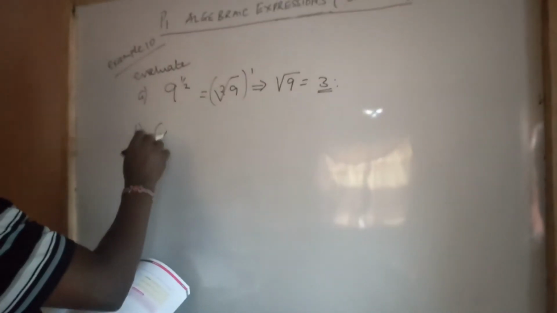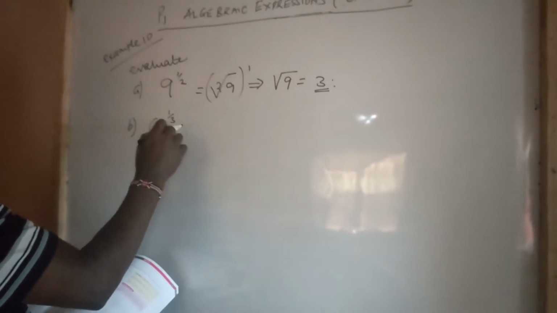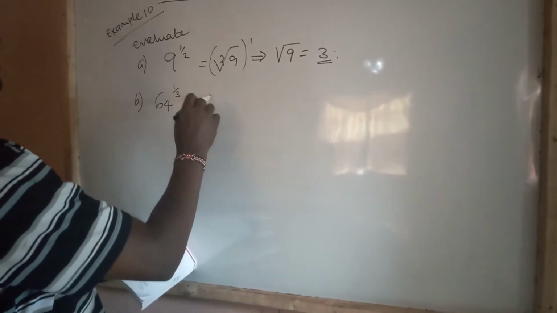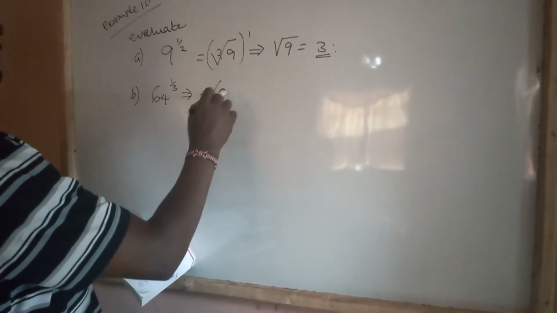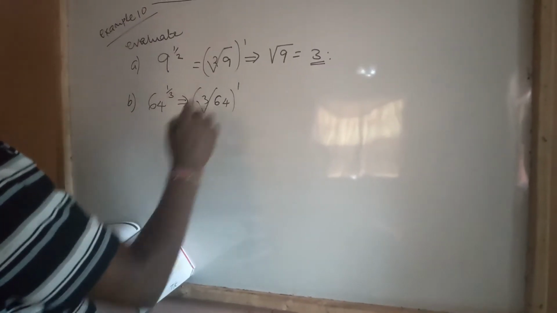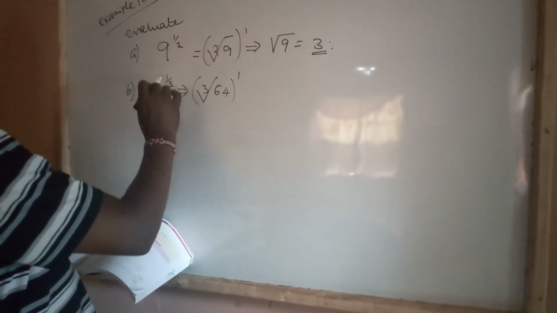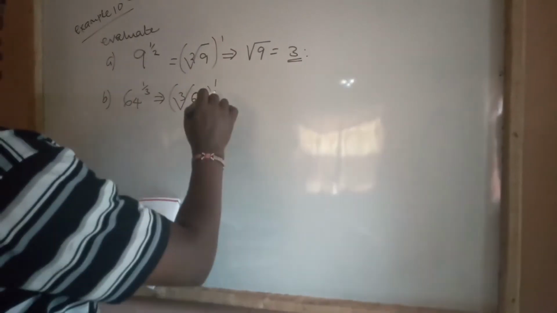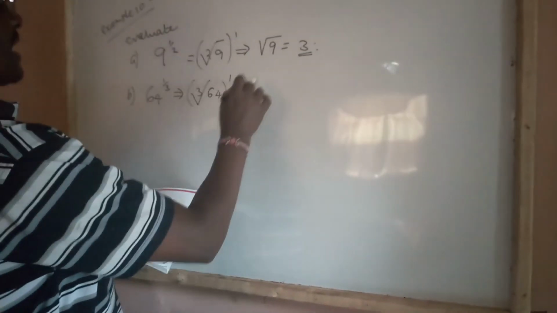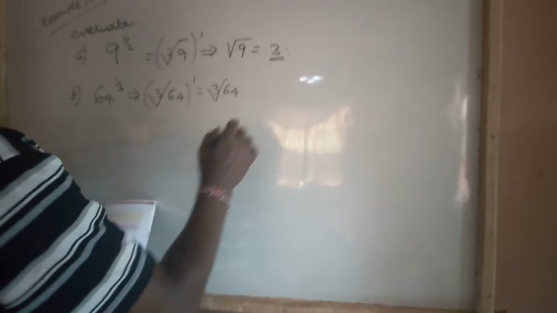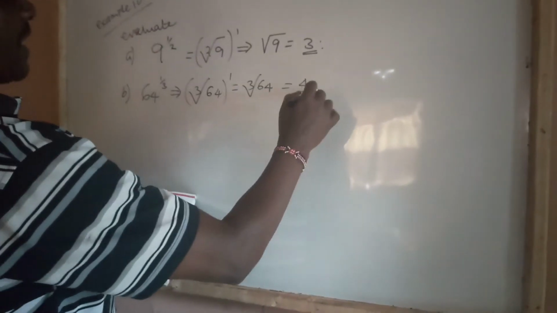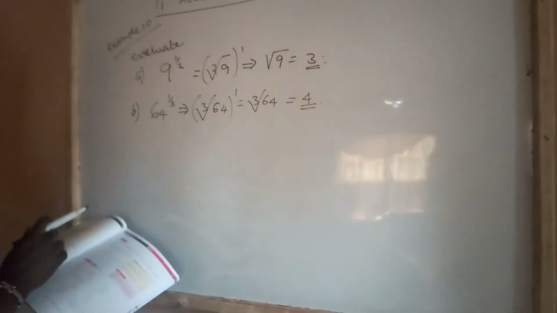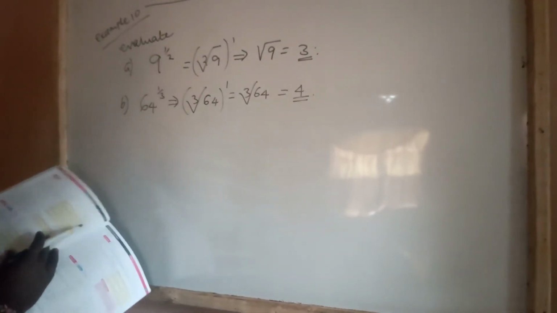Part B, we have 64 raised to power a third. And according to what we've learned in the previous example, this is the third root of 64 raised to power 1. Okay, there is no need of raising to power 1 because it doesn't bring any change. So we should have written basically the cube root of 64, which is again widely known to be 4.